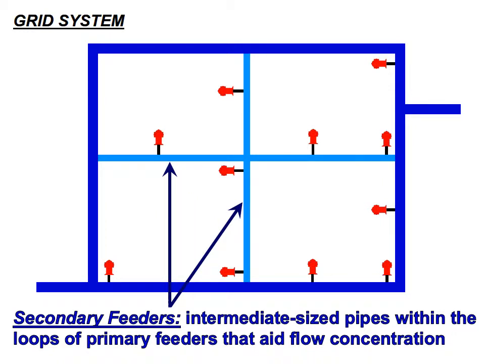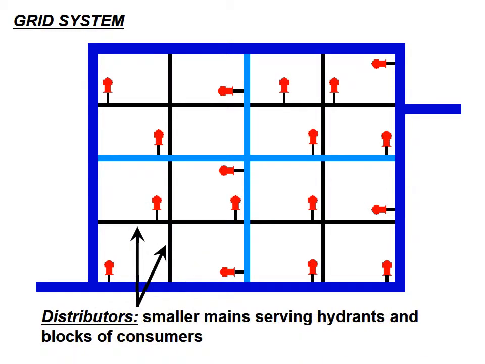Your secondary feeders are intermediate sized pipes within the loops of primary feeders that aid the concentration of flow, 12 to 14 inches in diameter. Your distributors are smaller mains serving hydrants and blocks of consumers, 6 to 8 inches in diameter. Two or more primary feeders can run from the water source to high risk and industrial areas.